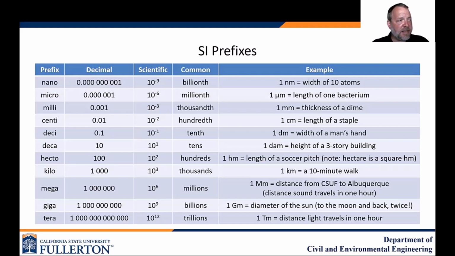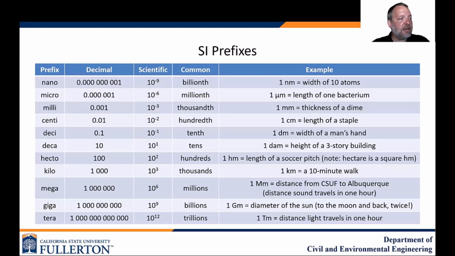The gigameter, so 1,000,000,000 meters, is the diameter of the sun. The sun is huge. So a billion meters across is the diameter of the sun. And that's how far it would be from us to the moon and back twice. So if you flew to the moon and back and then did it again, that would be roughly 1,000,000,000 meters.